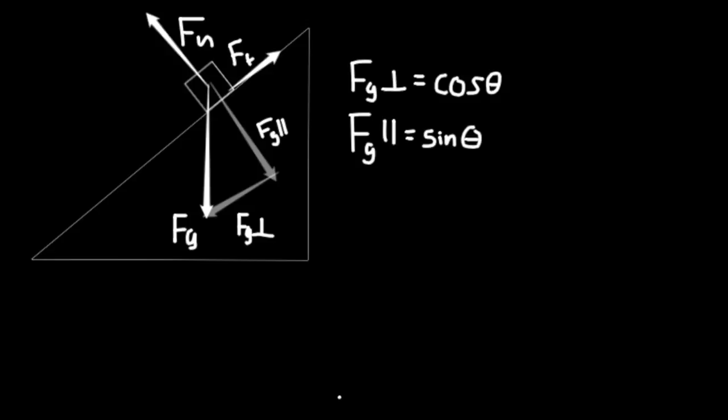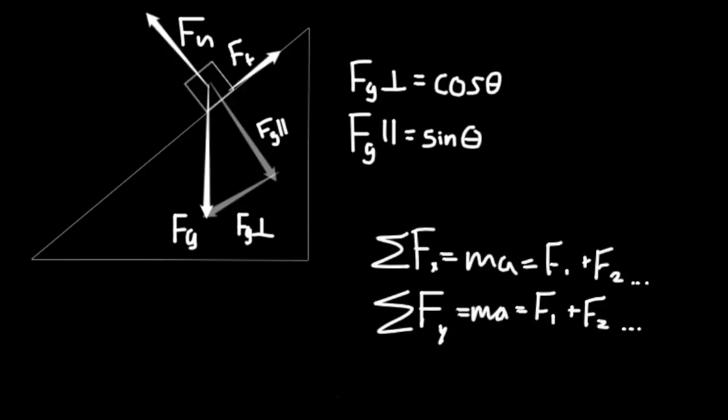After this, you can find the acceleration on the inclined plane due to the sum of forces, which will be the mass times acceleration is equal to the sum of forces in the x direction, and then you can also have the sum of forces in the y direction, which will be equal to mass times acceleration is equal to the sum of forces in the y direction.